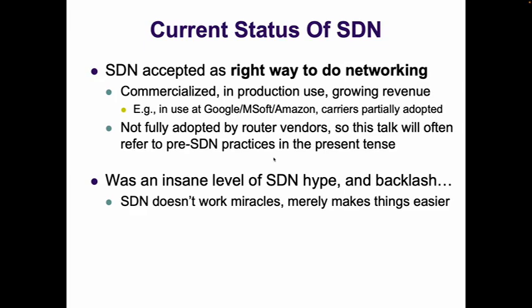Now, this will be very hard for you to imagine that anybody cares about anything other than machine learning, because that's the state of the world today. But in the early 2000s, networking and the internet were the big things. And SDN had an insane level of hype. It not only captured the imagination, but it became this idea that it's going to solve everything. And then it came crashing down because it's not. It doesn't work miracles. It merely makes things easier. But it's one of the more extreme hype cycles that I've ever seen.